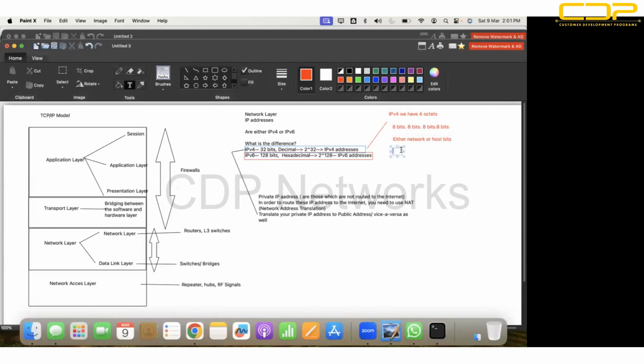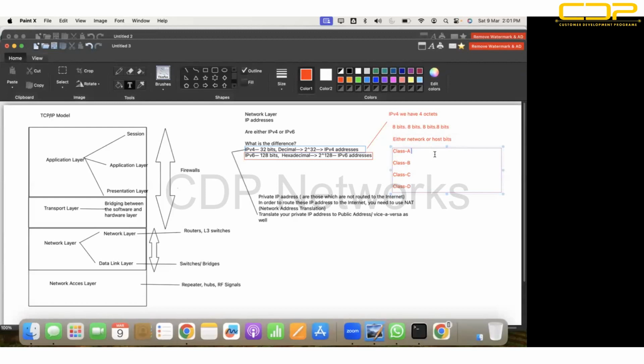According to this, we have 5 classes of network: class A, class B, class C, class D, and class E. And do you know why we have divided like this? Can somebody explain why? What is class A? You are saying 10.0.0.0. Class A IP address is 1 octet, so it's 1 to 126.